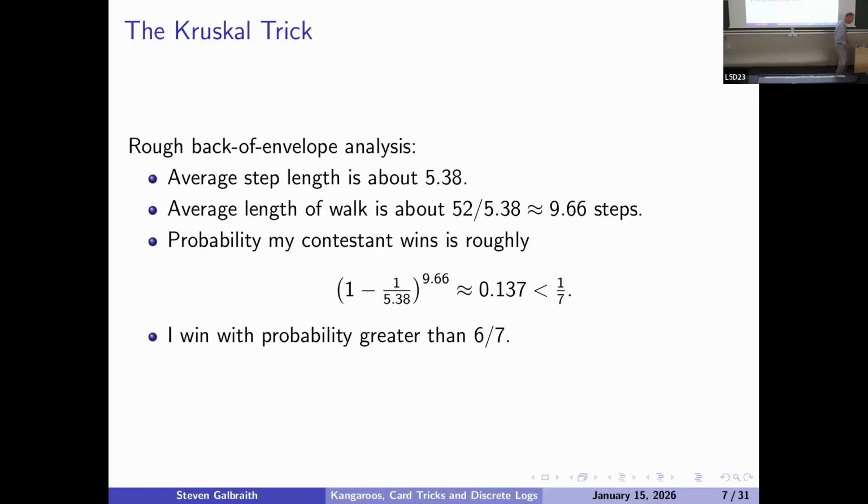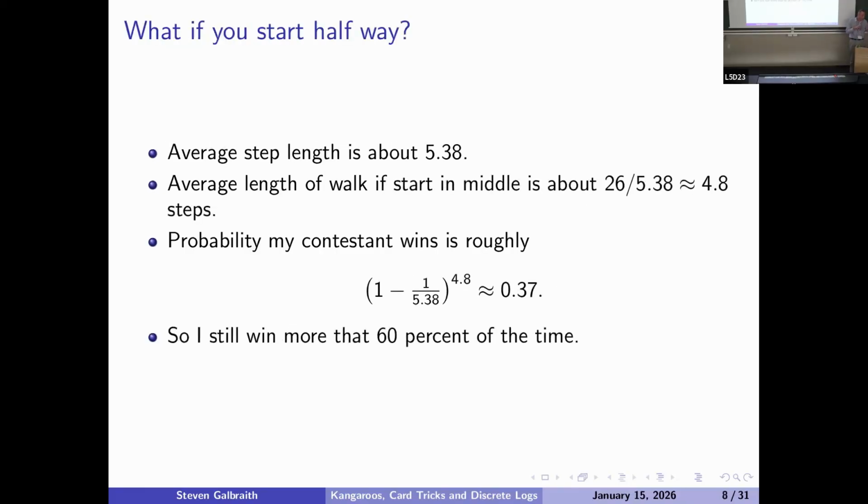Any questions about this little analysis? So what about if you start halfway, for example? Well, halfway, the walks are still the same, but you only have to go about half the distance. So instead of the 9.6, on average about 4.8 steps. It's also not quite that, because the frog's also a little bit in as well. But anyway, you're probably only doing 4 or 5 steps. But even still, even if you start halfway, I've still got about twice the chance of winning as you do.